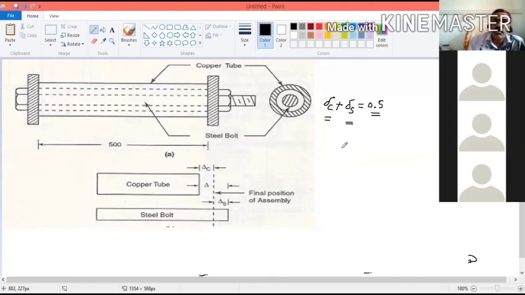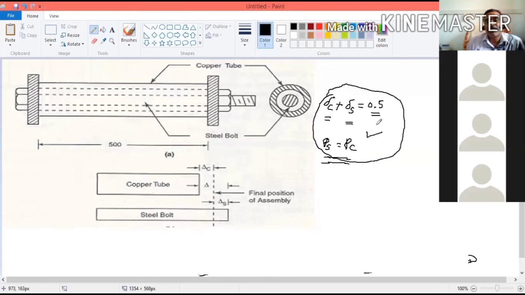Now, as far as load is concerned, PS is equal to PC. The load on the steel bolt is equal to the load on the copper tube. Both are equal. These are the two relations. Using these two relations, you can solve this problem.